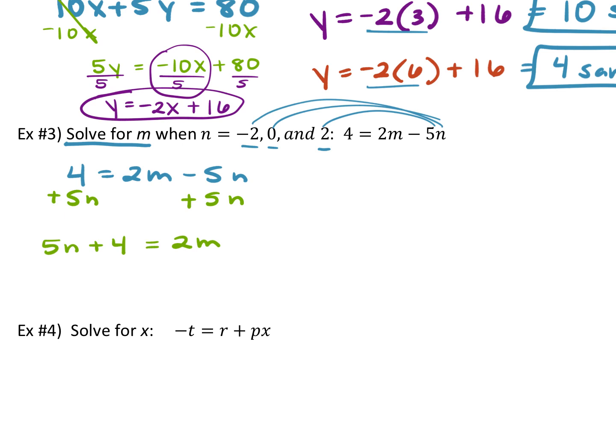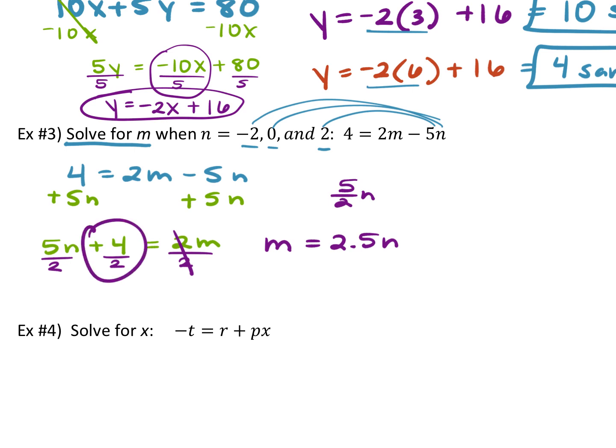What's your next step? Divide by 2. And I would divide everything by 2. So you get, I'm going to flip this around, m is by itself now, right? 5 over 2 times n, if you want to make it a decimal, 2.5n, you're welcome to. If you want to leave it as 5 over 2 times n, you're welcome to. This one's probably easier just to make it a decimal because they're simple numbers that we're working with. And then plus 4 over 2 is plus 2.